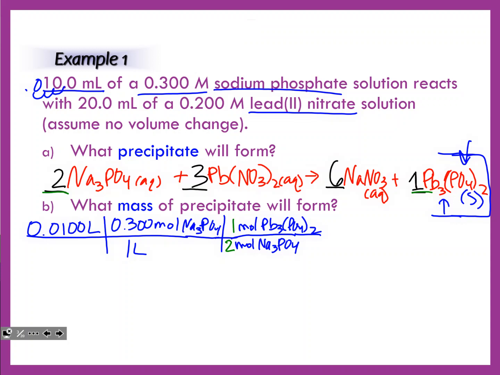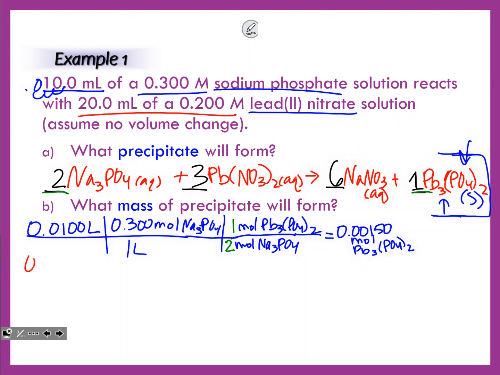Now technically we could go to grams here, but like I said, I like to stop at the mole. Take a look here. It might come in handy later. Let's see here. 0.01 times 0.3 divided by 2, right? So this ends up being 0.00150 moles Pb3(PO4)2.